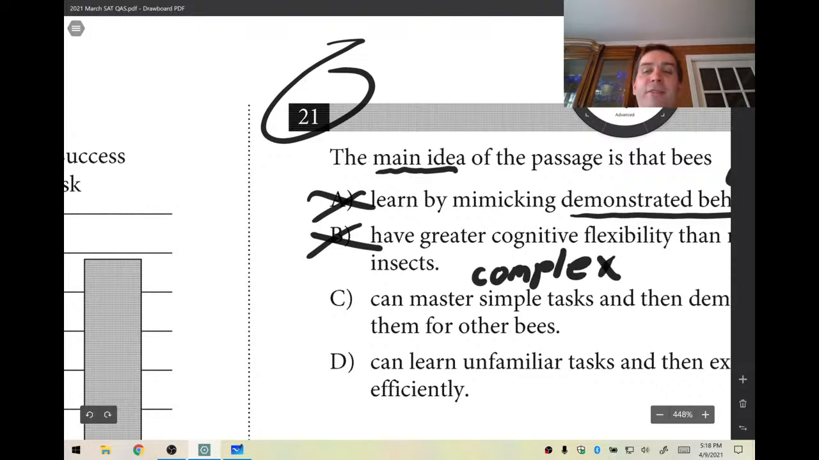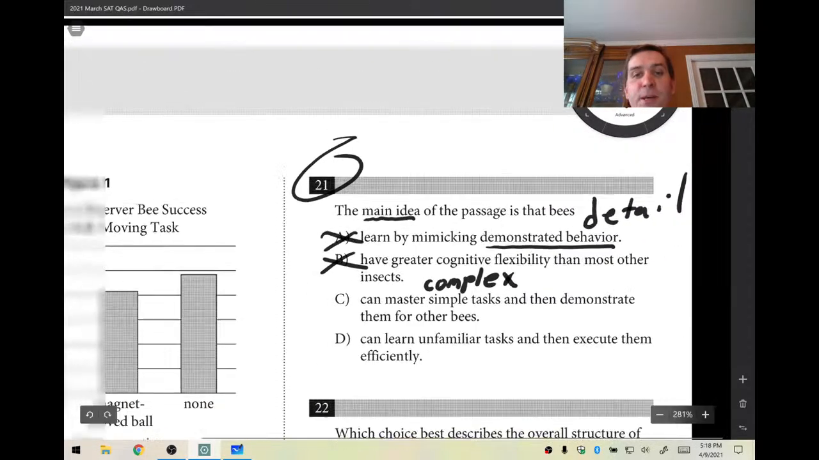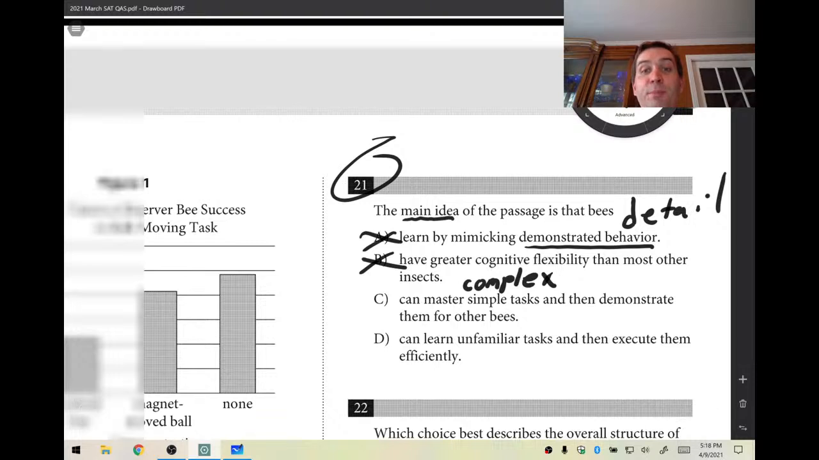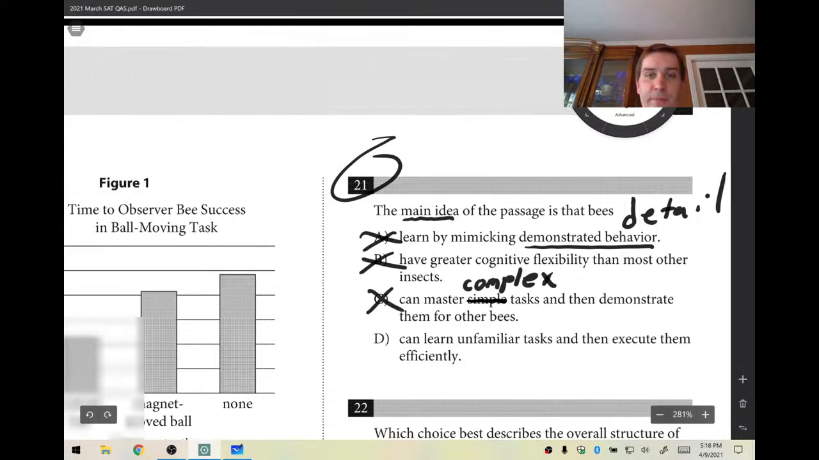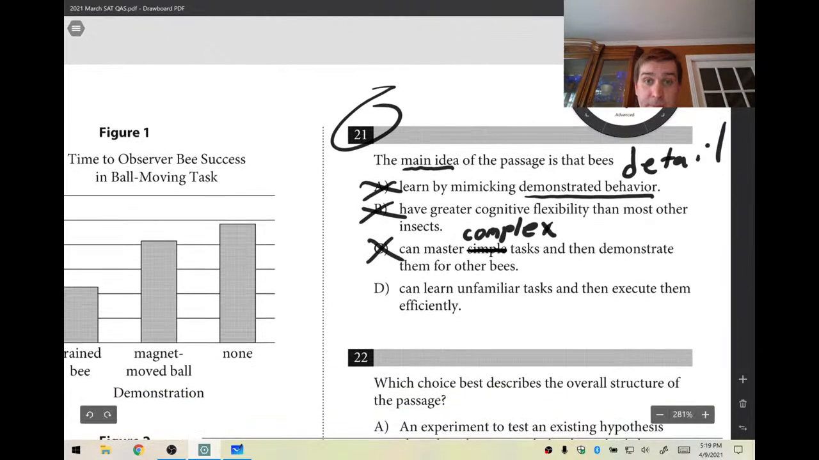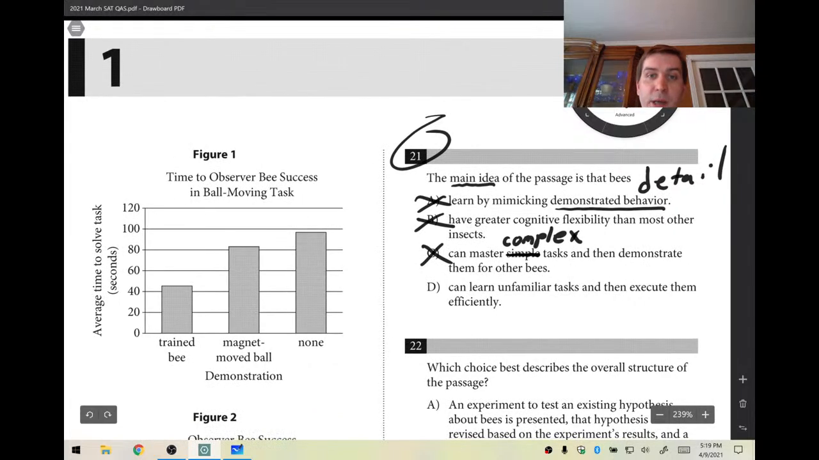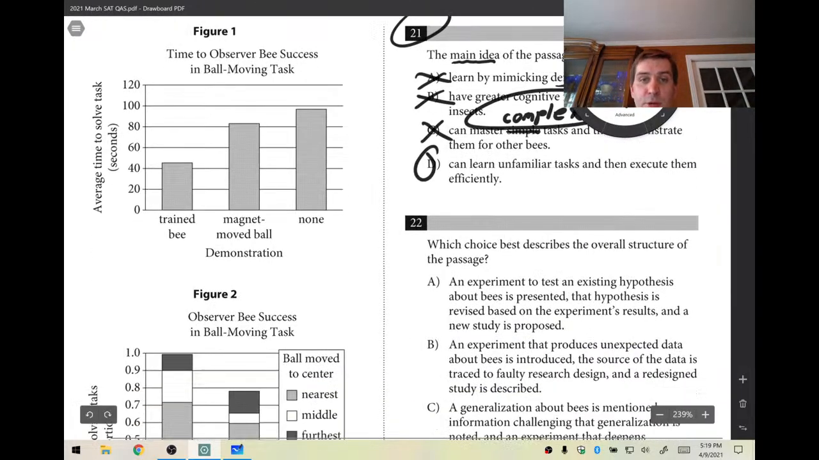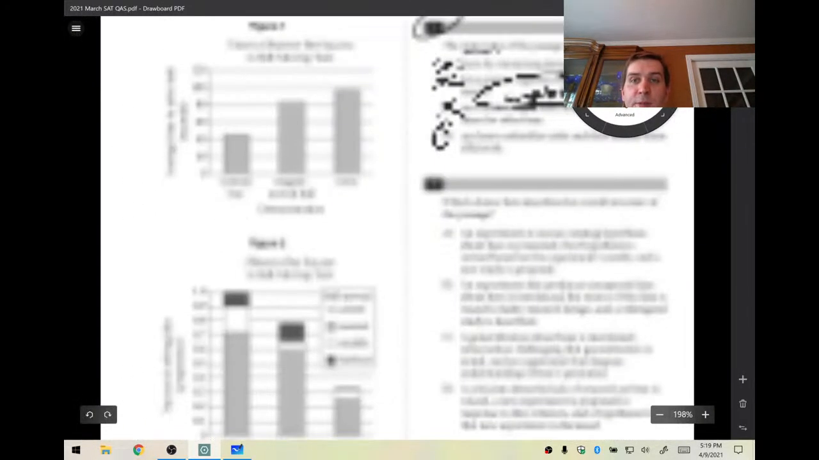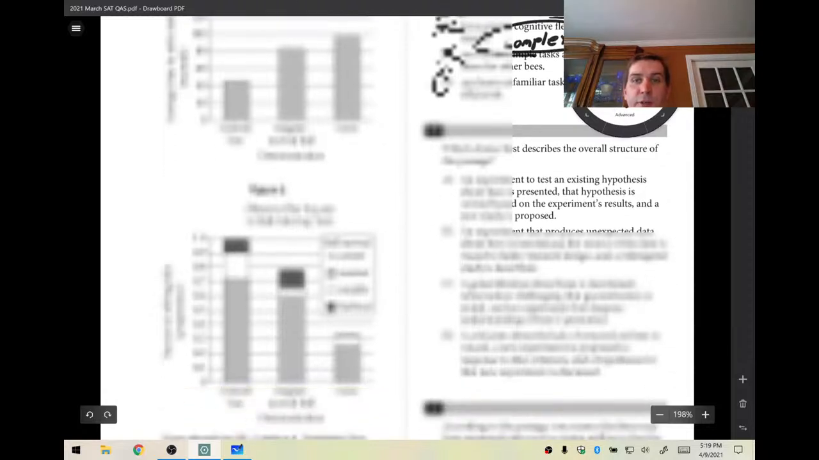The main idea of the passage is not that bees can perform simple tasks. Bees can perform complex tasks. They can play football. So C is out. That's how the College Board gets you. They get you with one word, just like that. Tricky, College Board. All right, 21. So bees can learn unfamiliar tasks, complex unfamiliar tasks, and then execute them efficiently. Tricky, College Board. 22. Which choice best describes the overall structure of the passage?